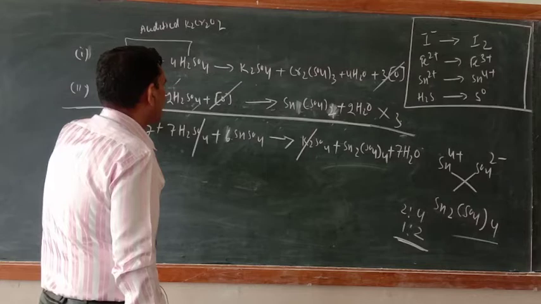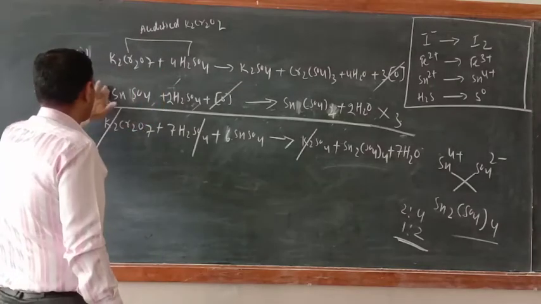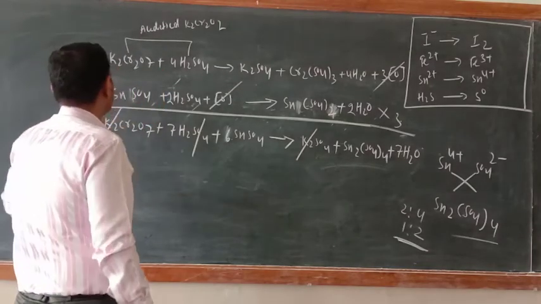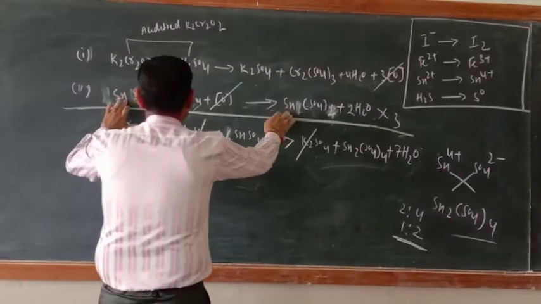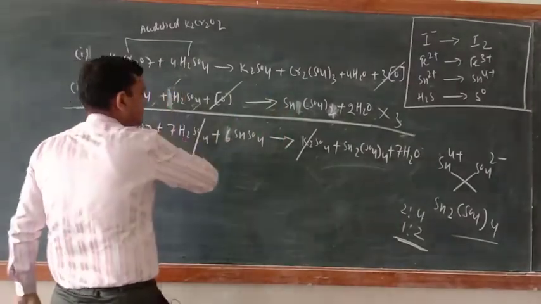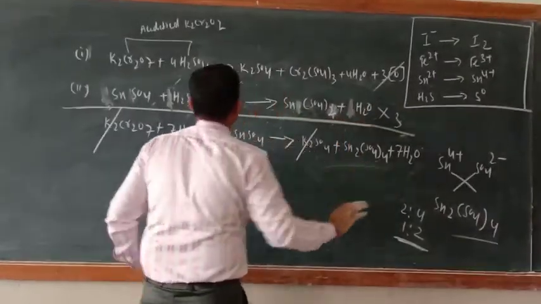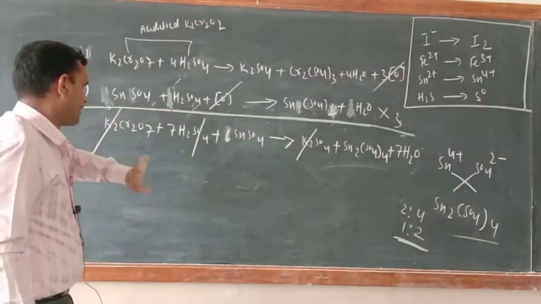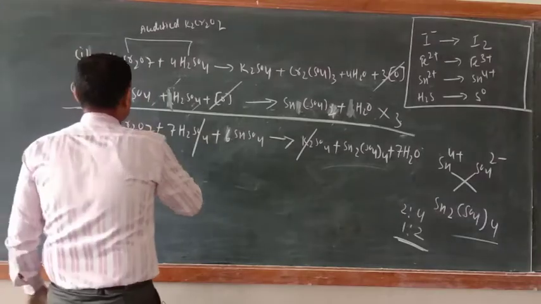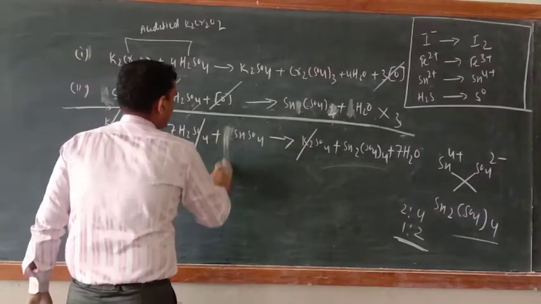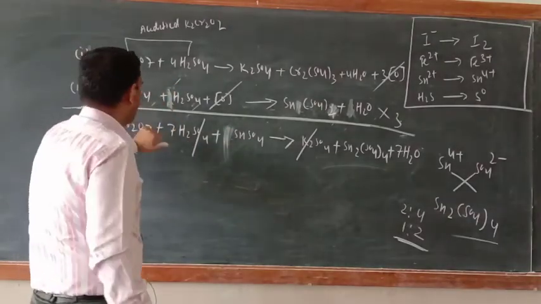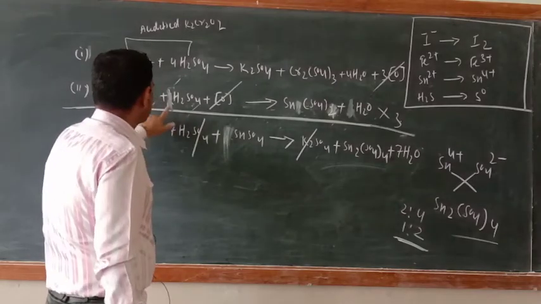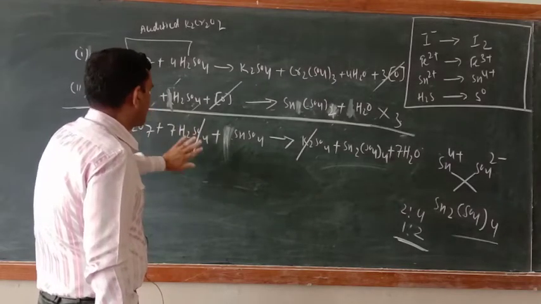Here sulfate, just check this one. There is no need to make this one 2. Single sulfate. Now no need to make this one 2. No need to make this one 2. Now it is already balanced. Just check. Sn1. Everything is okay. Now take SnSO4. Single only. Correct? Now what should be there? H2SO4, 3 and 4. That is correct.